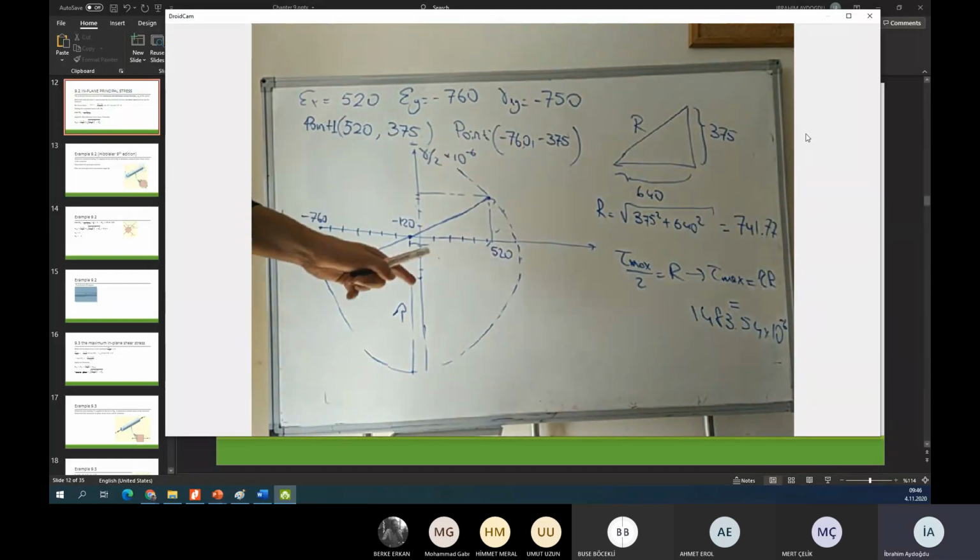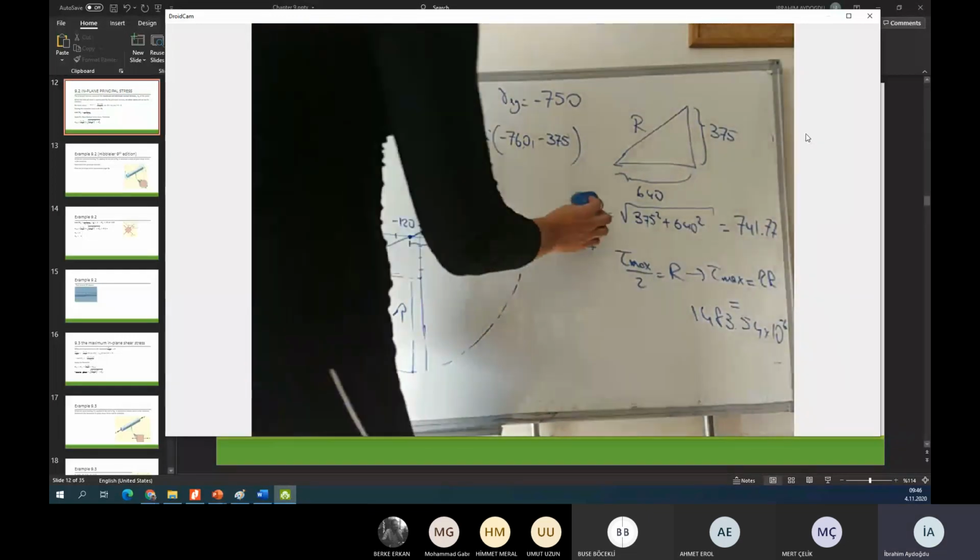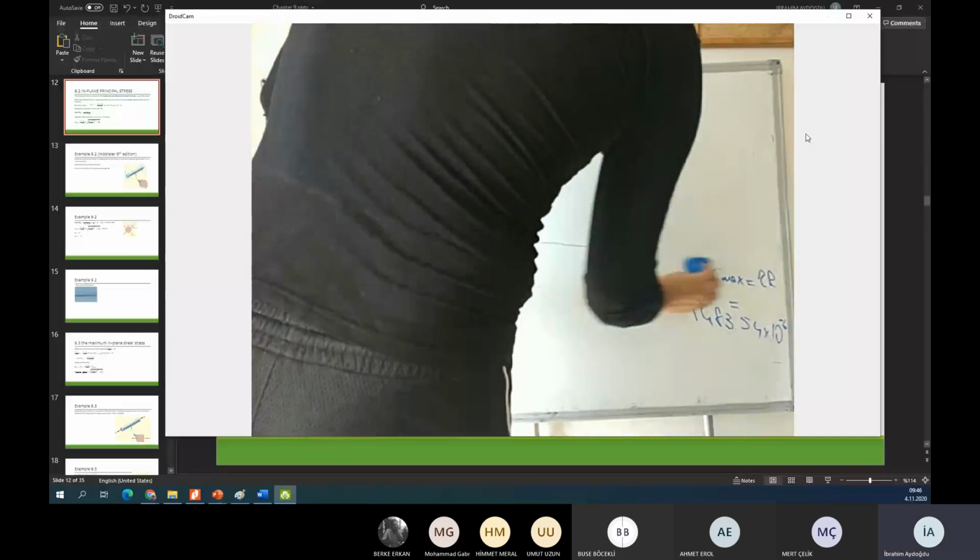Do you have any question for calculating the Tomax? Do you have any question? No question. Okay, I think it is very clear.